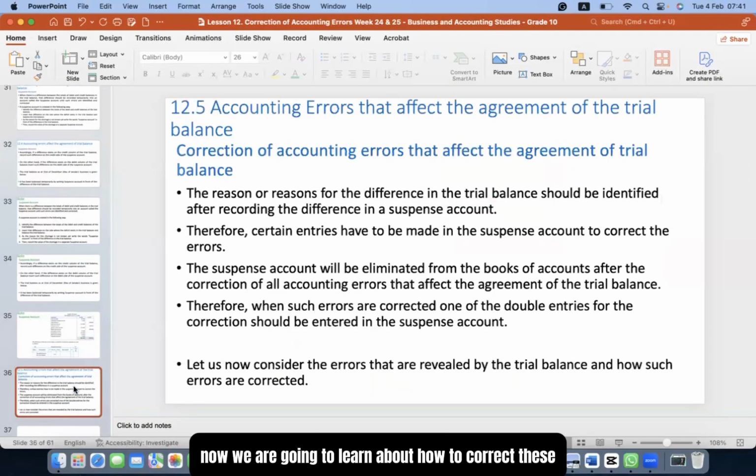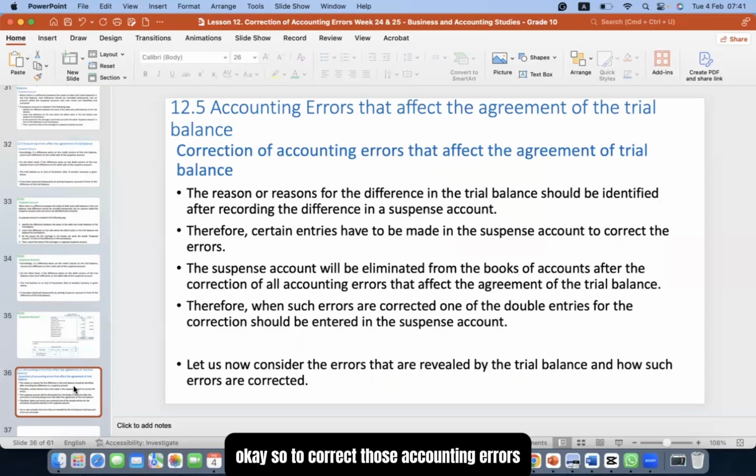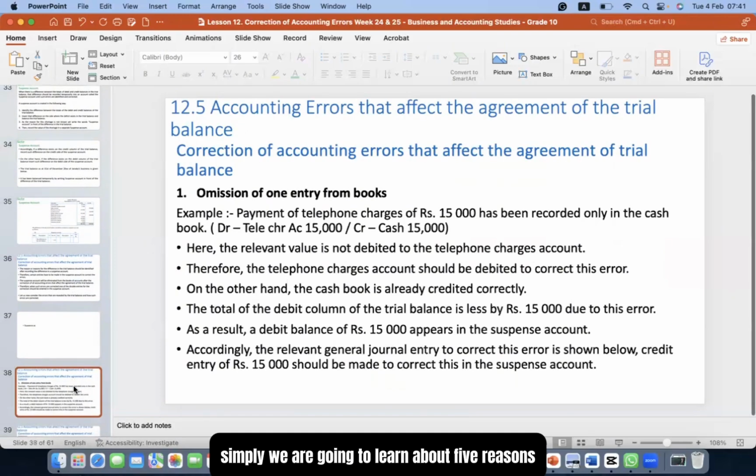Okay, so now we are going to learn how to correct these errors, or simply the accounting errors that affect the agreement of the trial balance. To correct those accounting errors, you should identify the reasons for the difference. There are several reasons. Simply, we are going to learn about 5 reasons. The first three we already learned in the class.